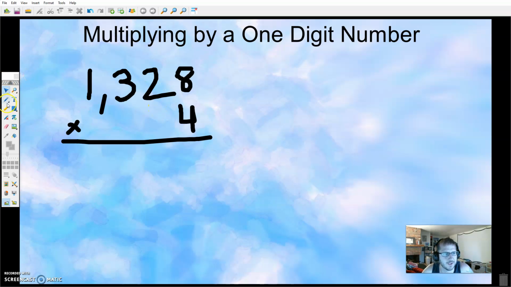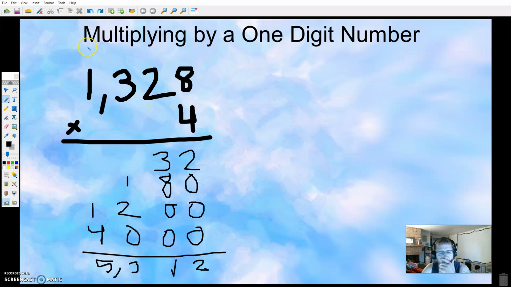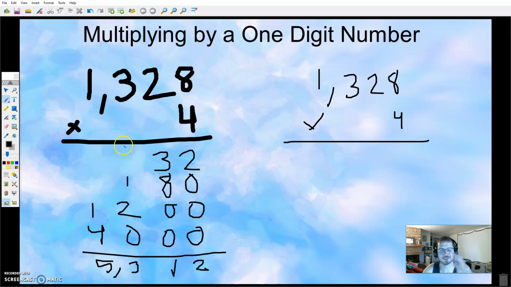I want to do these two side by side so you can really see how much the standard algorithm is the same thing. 1,328 times 4. So 8 times 4 was 32. But rather than writing the 32 down, we're just going to keep the 2 ones, and regroup the 3 and put it above the tens. Now 20 times 4 is 80. Now remember, I've got 30 that I need to add to that, so that's going to be 110.